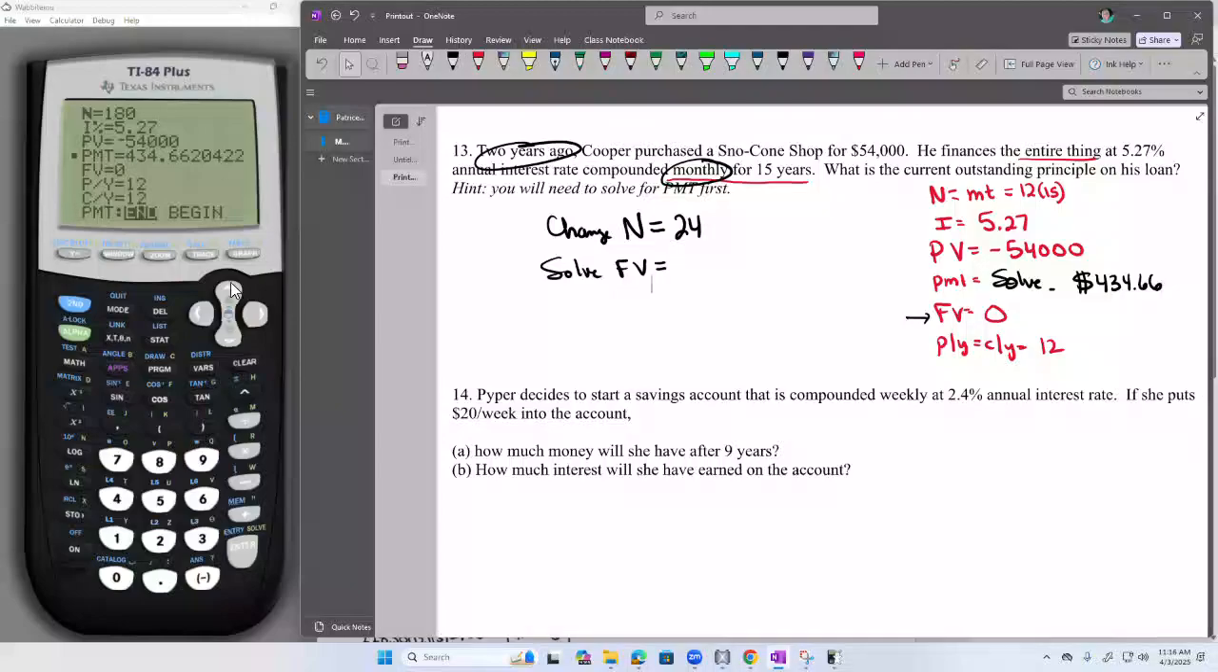So I'm going to go back up to N and change it to 24, and then I'm going to go to future value and hit alpha enter. So after 2 years, he still owes $49,012.42.